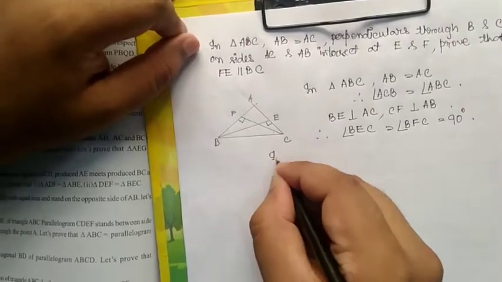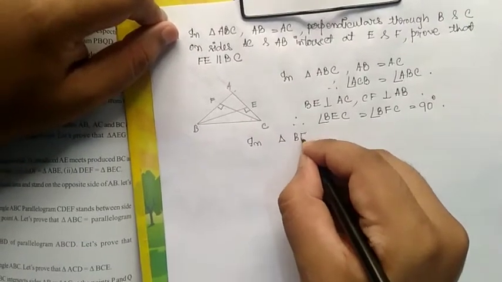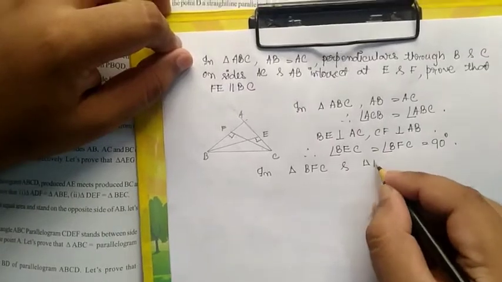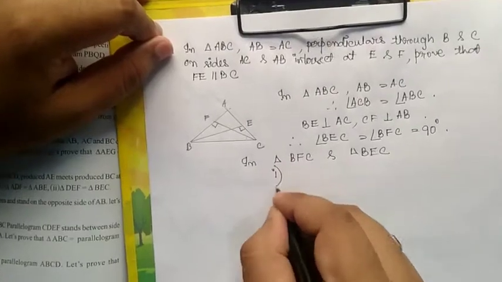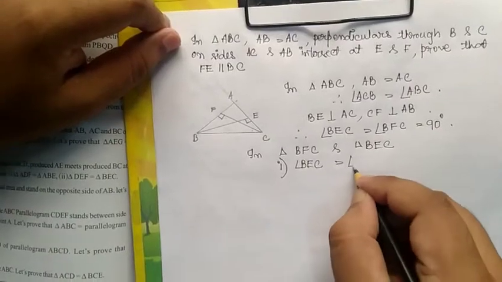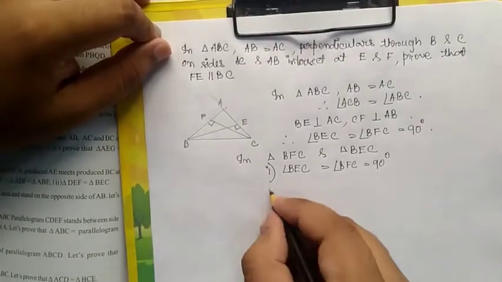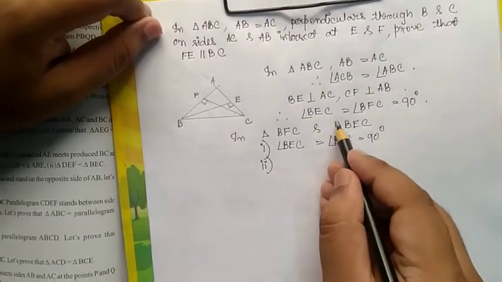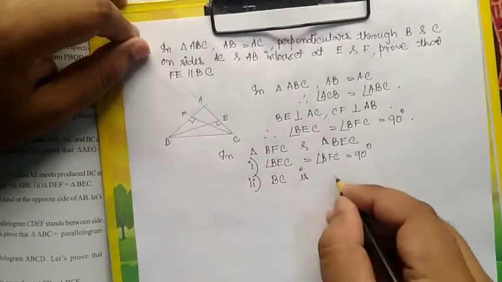So now in triangle BFC and triangle BEC, one is angle BEC equal to angle BFC equal to 90 degree, we know that. Second is BC is common. You see in these two triangles the common side is BC, so BC is common.